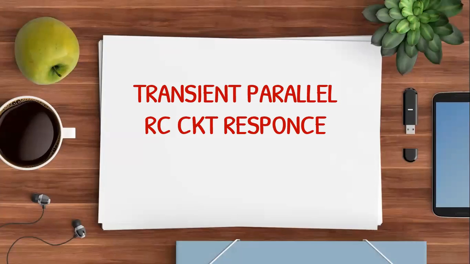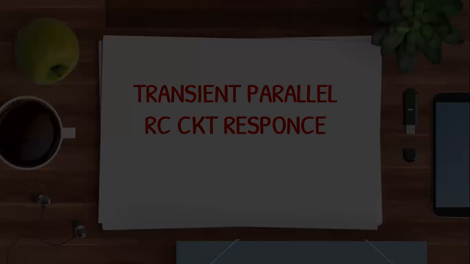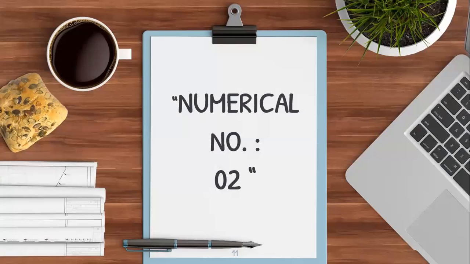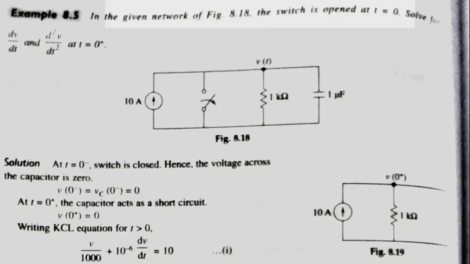Go for the next numerical, which is related to the transient parallel RC circuit response. We are interested here in the resistor connected with the capacitor. We are interested to observe the response of the transient of the parallel circuit. So note down this numerical.